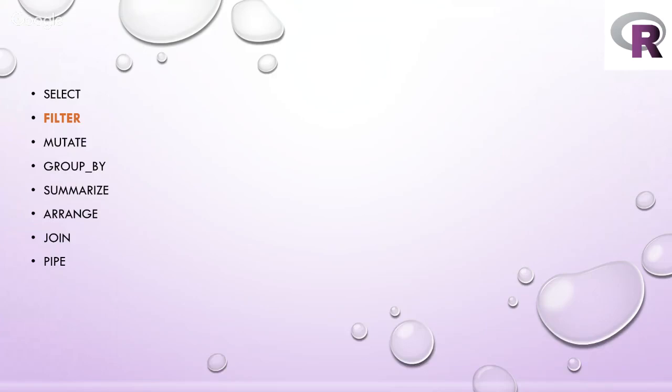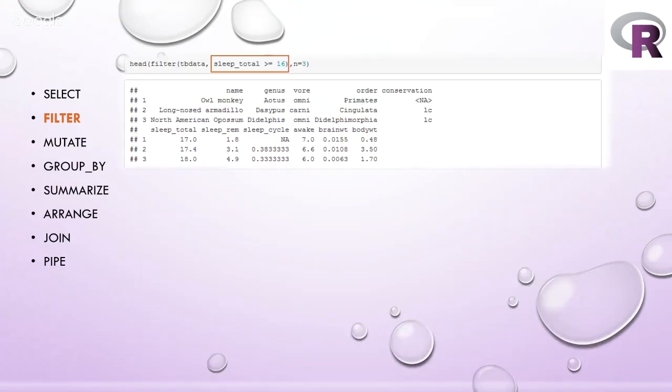Now, next is filter. Filter is used to filter out the rows which we want or which we want to visualize. For example, we may have customer data and we just want to look at those customers which have age greater than 30. So we'll just subset the data and use filter here.